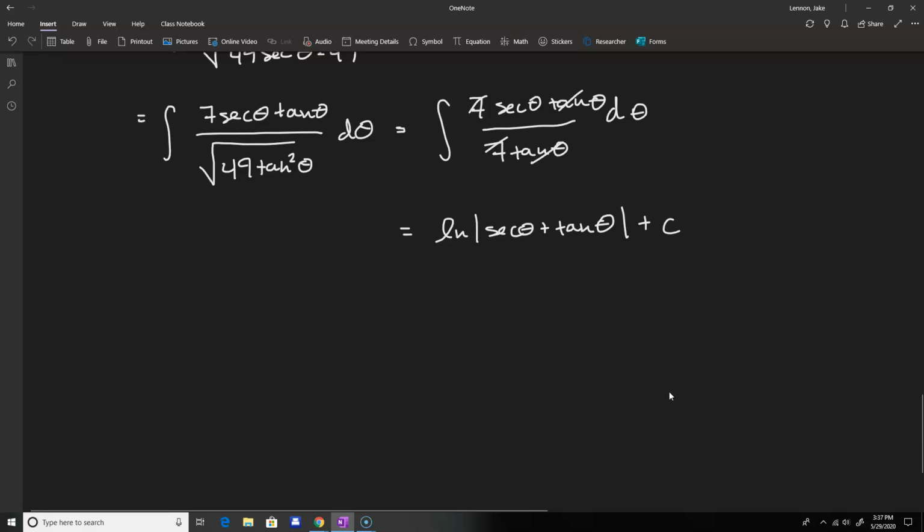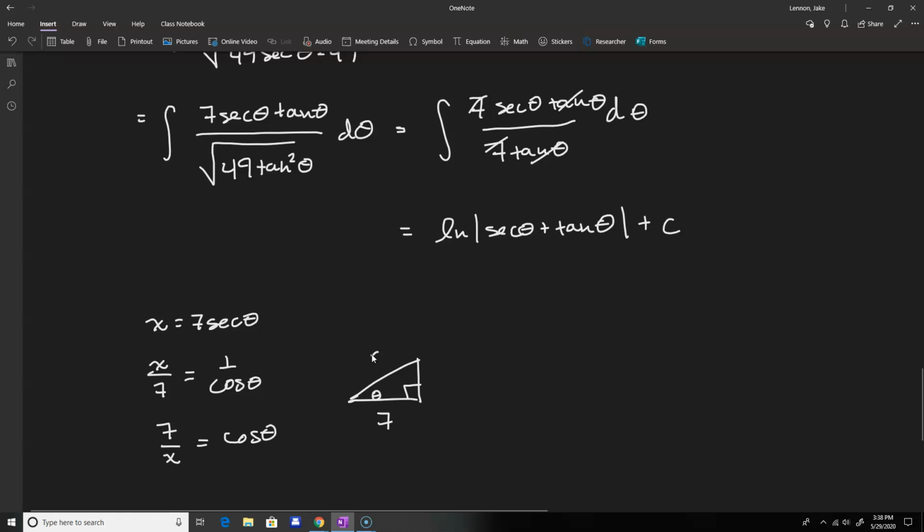All right, so if we want to revert back to x's again, what do we have? Well, our substitution was x equals 7 secant theta, which corresponds to x over 7 equals 1 over the cosine of theta. So that tells me that 7 over x is the cosine of theta. My triangle would look something like this. If this were theta, 7 would be the adjacent side, x would be the hypotenuse, and the missing side would be the square root of x squared minus 49.